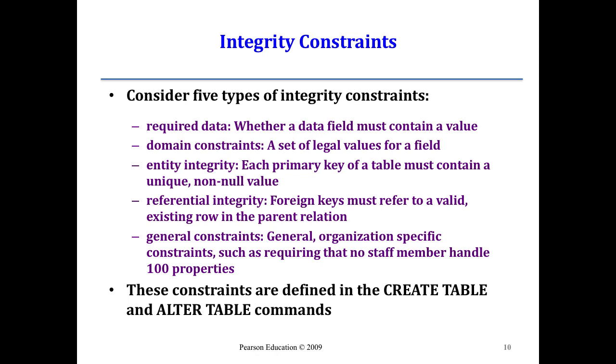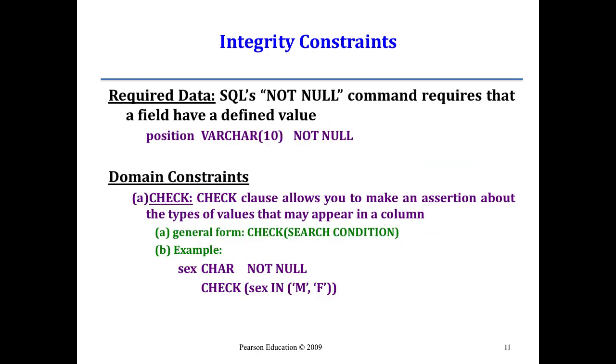Okay, so moving on to the integrity constraints. So I just talked about them. There's optional columns. So if you don't say not null, the default is it can be null. Okay, so if you want something to be required, you say not null. So here we're declaring a column named position. It's a varchar of length 10, not null. It's required.